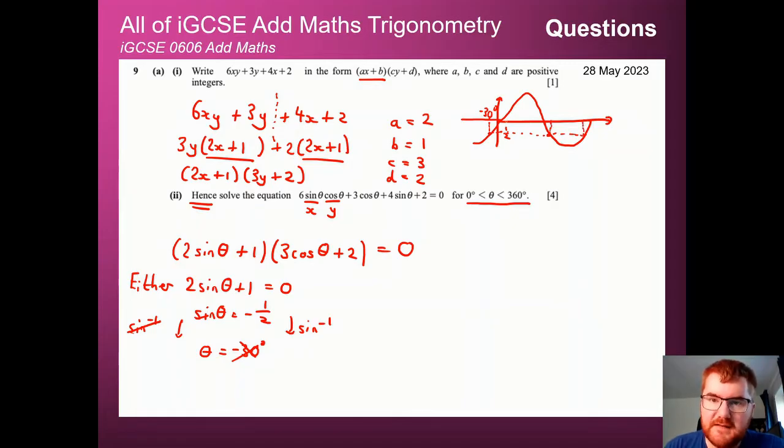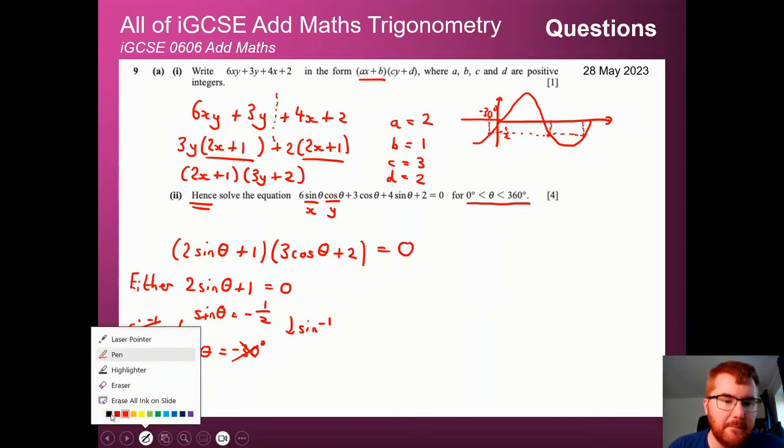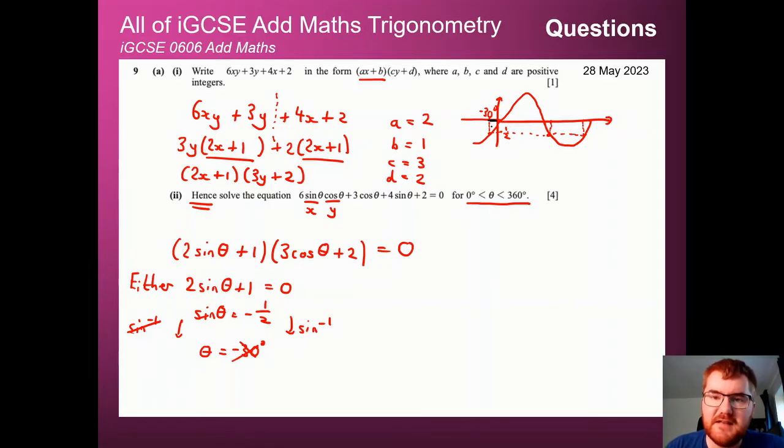So this length here, let me do this in black. This here is equal to 30. So this needs to be 30. This needs to be 30. This here is 180, 360. So then this value will be 180 plus 30, which is 210. And then this value is 360 minus 30, which gives you 330 degrees.